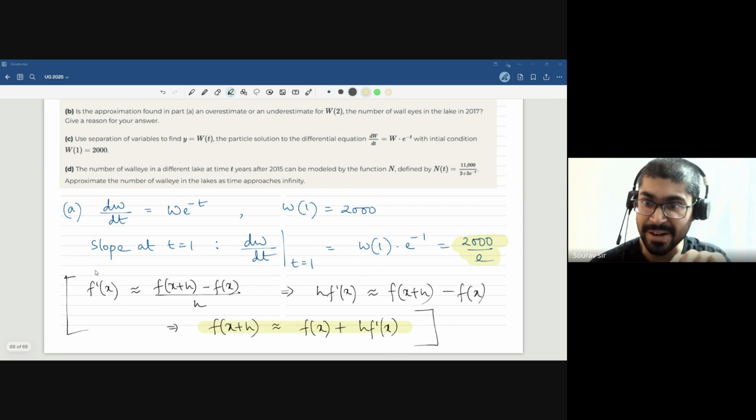Okay, if we use the left hand derivative, we'll get f of x minus h is approximately equal to f of x minus h of f dash x. So if we keep on repeating this again and again, because you see that there is the f dash term here, right?